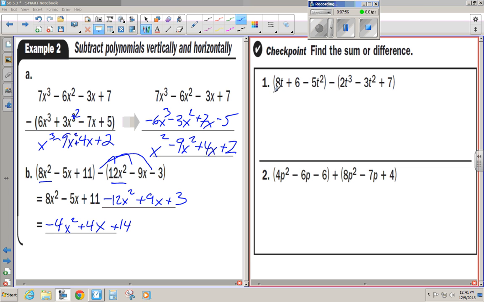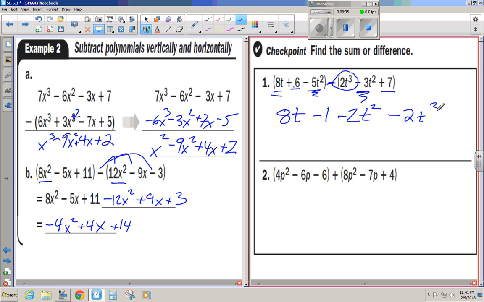So, 8t matches with no other number. So, 8t. 6 matches with 7. So 6 minus 7 is minus 1. Minus 5t squared, minus a minus is plus. So it's minus 5 plus 3 is minus 2t squared. And then the only thing left over is this, which is minus 2t cubed.